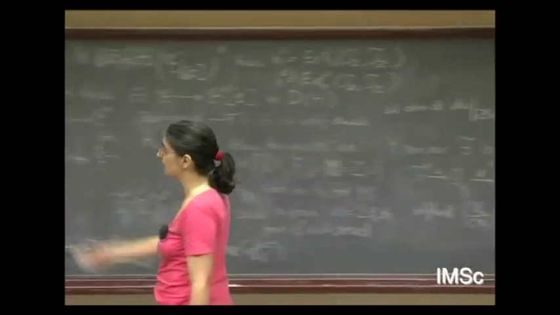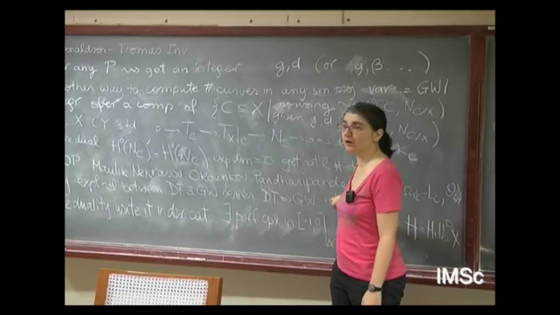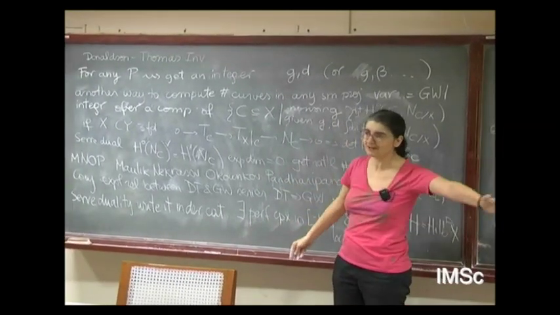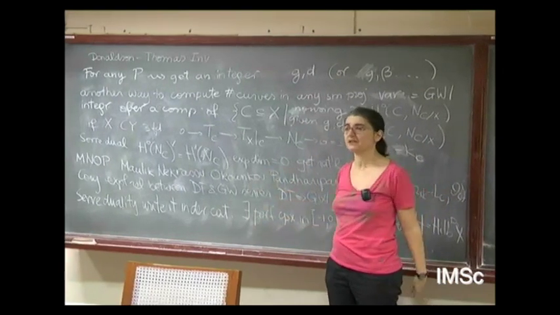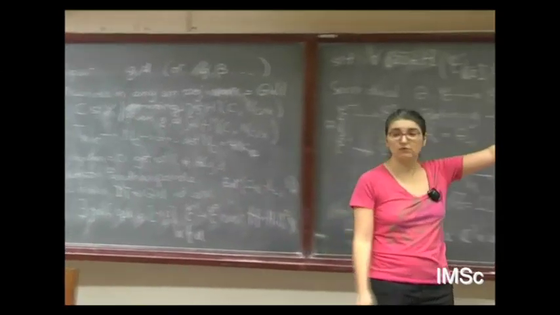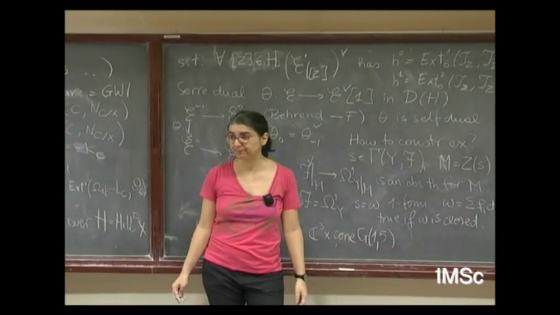I told you that in this paper, they say that to compute Gromov-Witten, you have to take Donaldson-Thomas and get rid of the point contribution. But they also have an explicit conjecture about what the point contribution is, and you can prove that part using this formula.